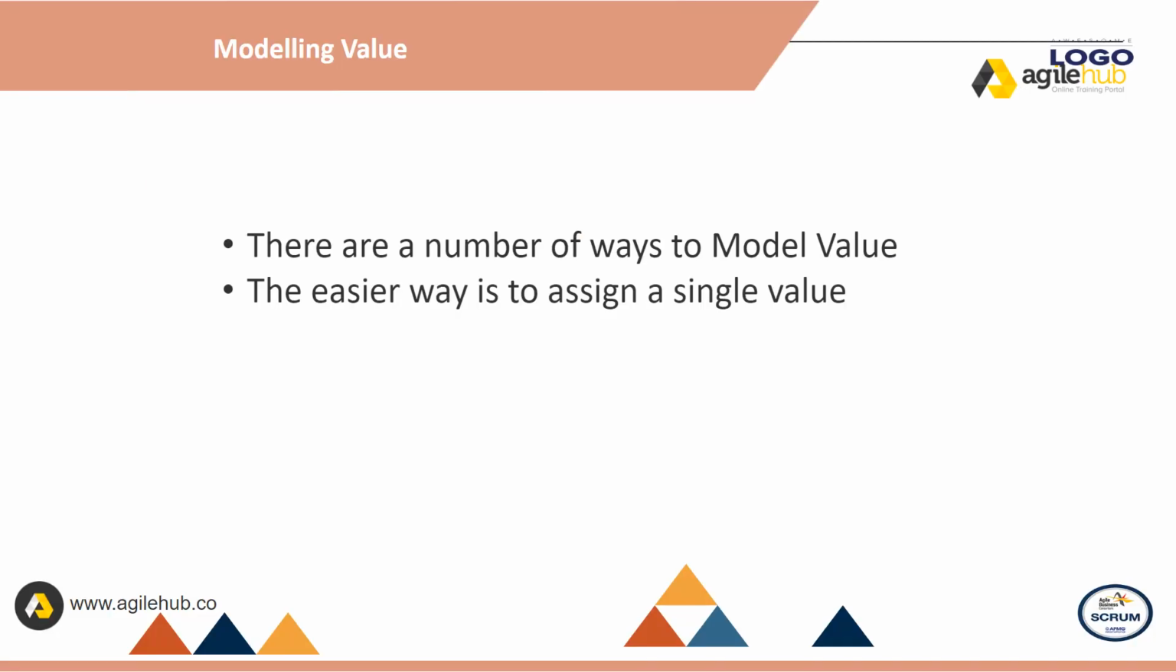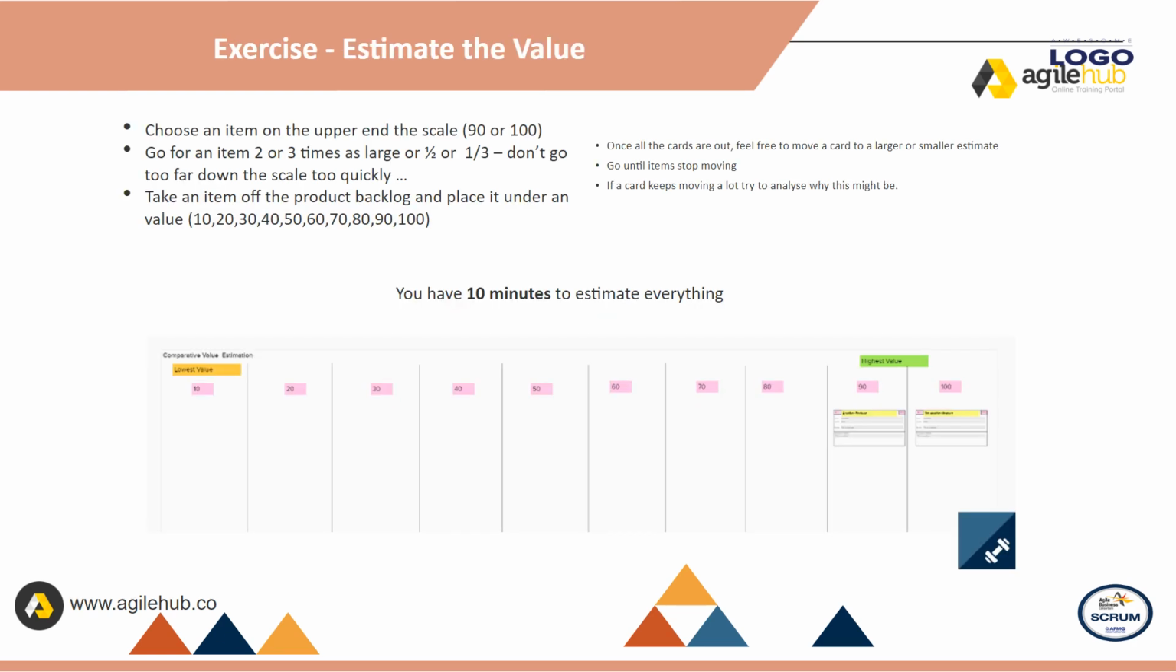Forecasting value. Modeling value. There are a number of ways to model value. The easier way is to assign a single value. Exercise: estimate the value. Choose an item on the upper end of the scale, 90 or 100. Go for an item 2 or 3 times as large or 1/2 or 1/3, don't go too far down the scale too quickly. Take an item off the product backlog and place it under a value: 10, 20, 30, 40, 50, 60, 70, 80, 90, 100.